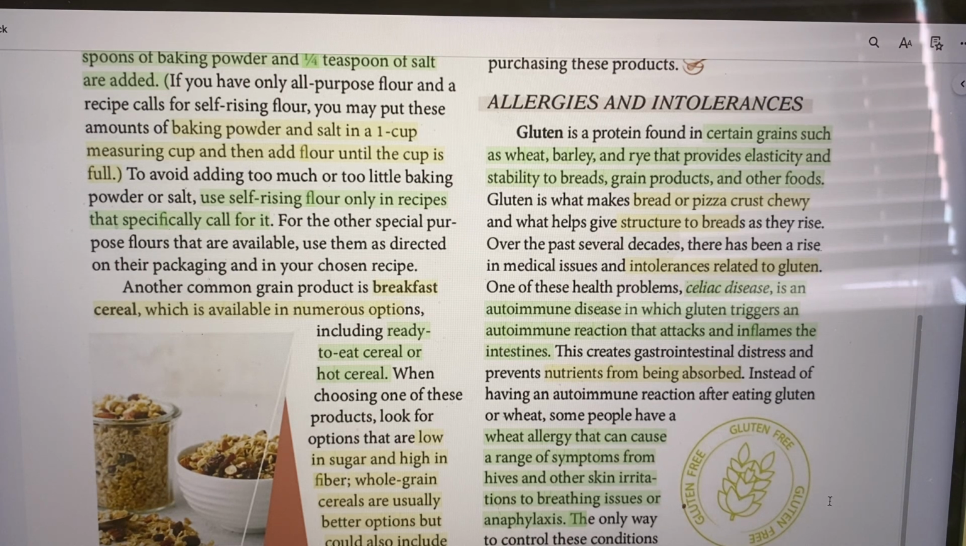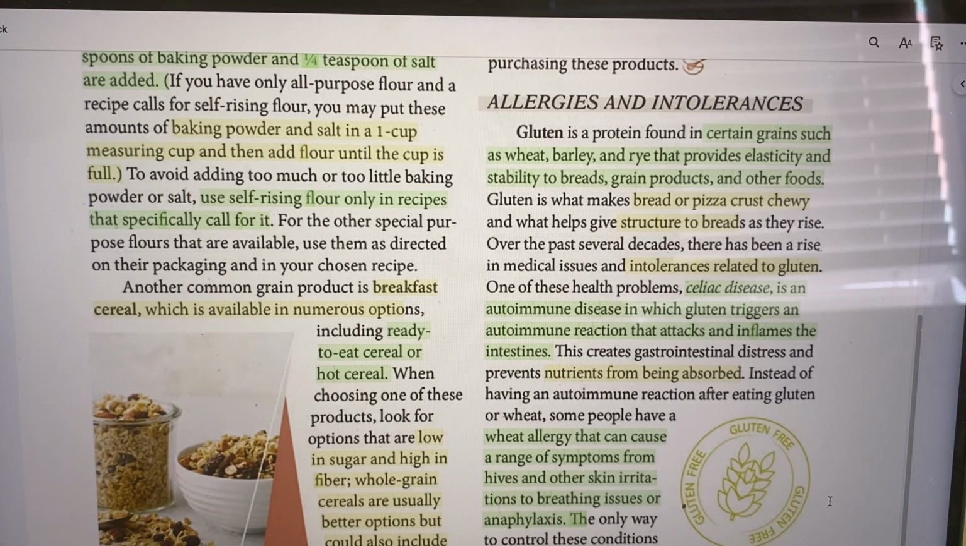So this creates gastrointestinal distress and prevents nutrients from being absorbed. So as they eat the gluten, the gluten from the breads, the vitamins won't be absorbed, because it hurts the gastrointestinal tract in doing this.